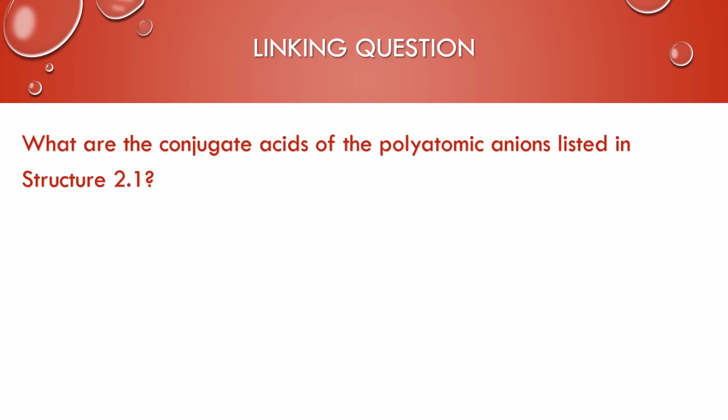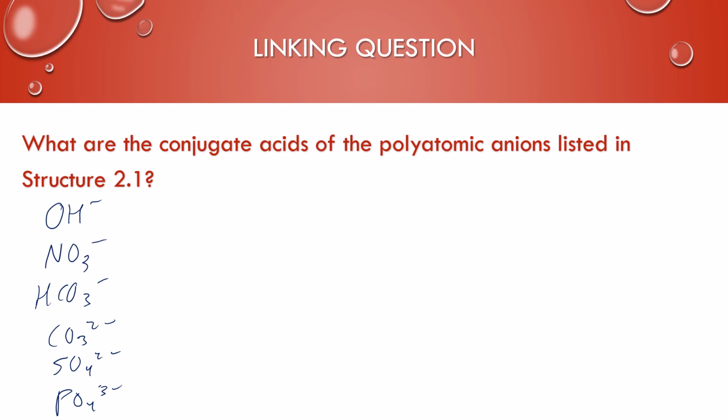Okay, this linking question wants us to talk about the conjugate acids of the polyatomic anions listed in structure 2.1. So there's a handful of them shown in structure 2.1. They are hydroxide, nitrate, hydrogen carbonate, sulfate, and phosphate. And so these are all bases because they are negatively charged. They can attract a proton. So the conjugate acids of these things will have an additional hydrogen. So let's do that for all of them.